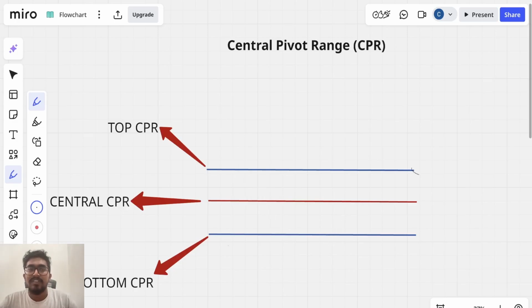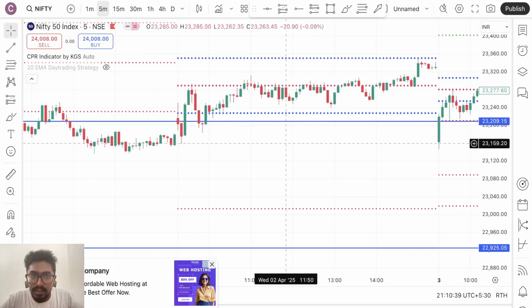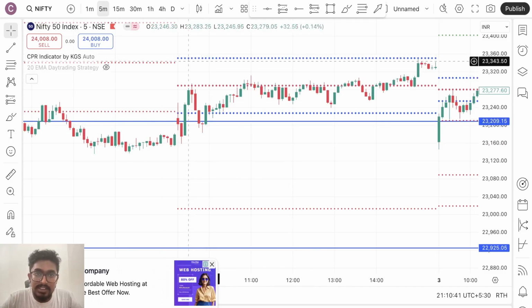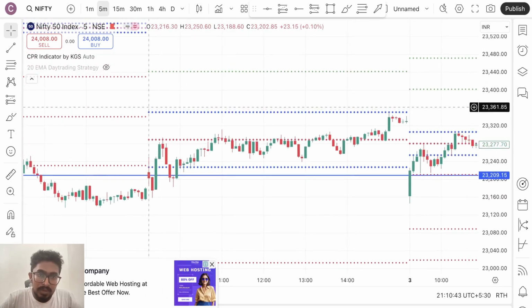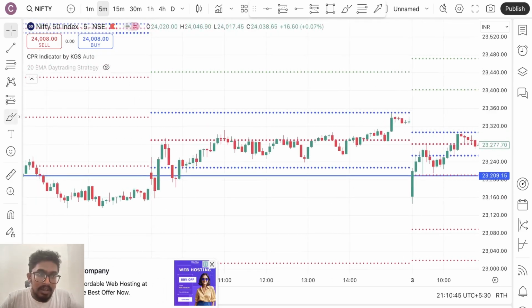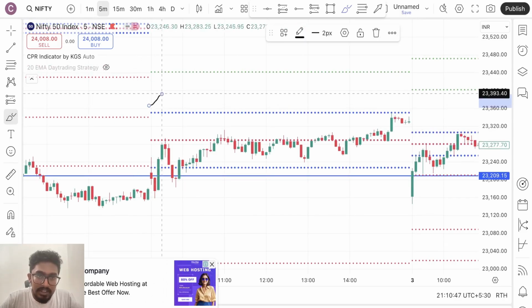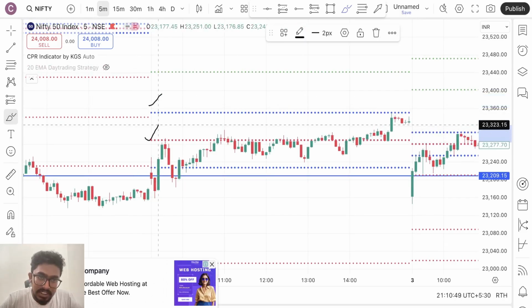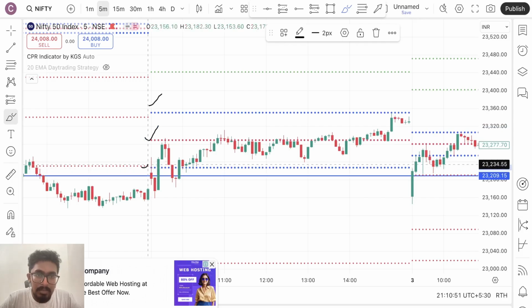Normally with a wide CPR, what is the advantage of a wide CPR? The main advantage I will show you in the chart. For example, you can see the chart here. This is the top CPR, this is the central CPR, and this is the bottom CPR.